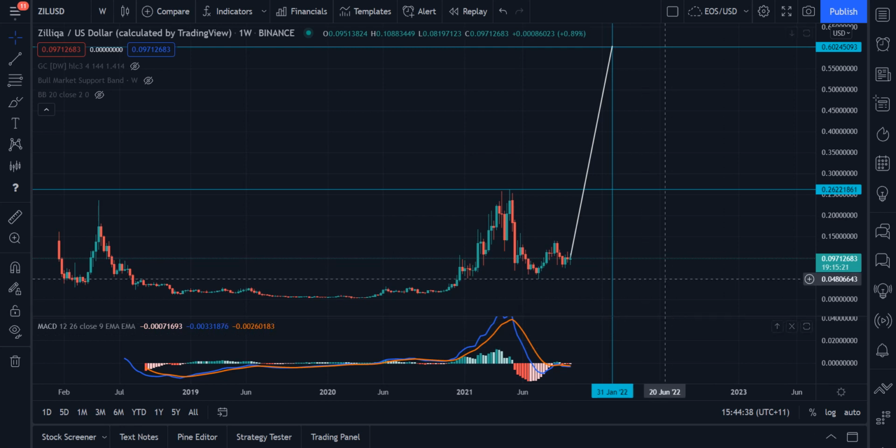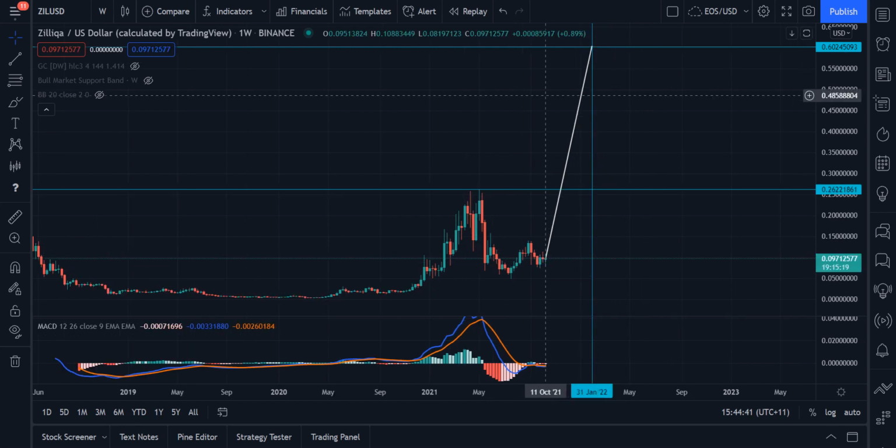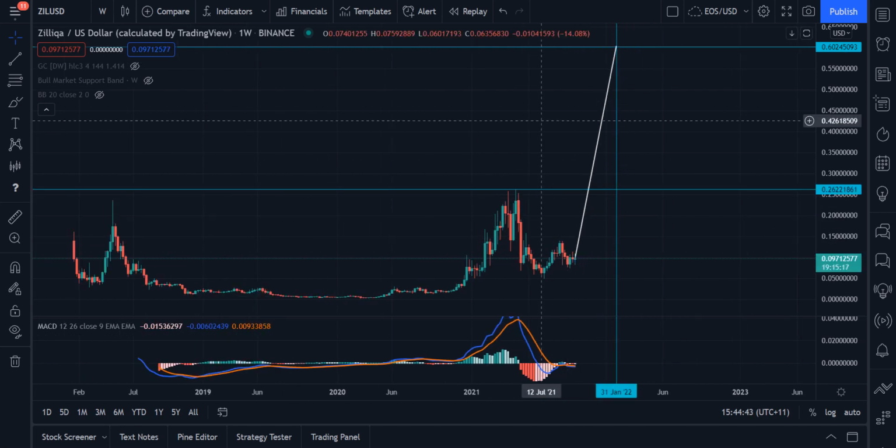But just looking at the chart right now, it looks optimistic, right? It looks optimistic to say the least, but who knows? It might catch some attention for sure.